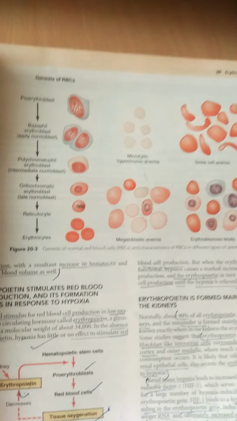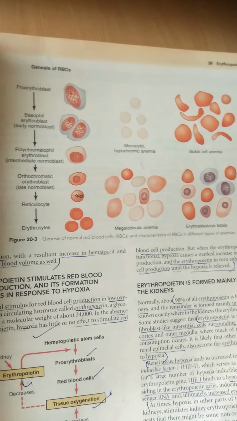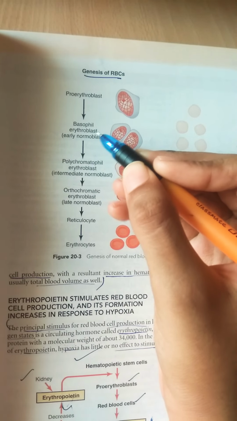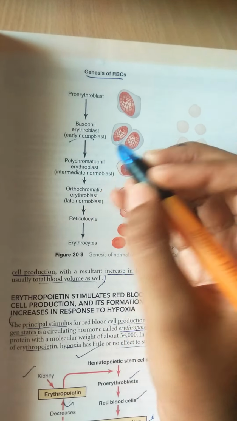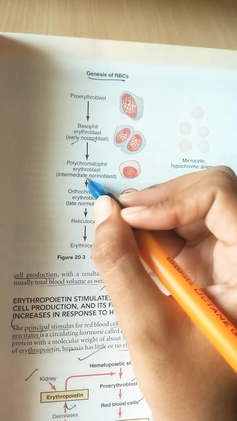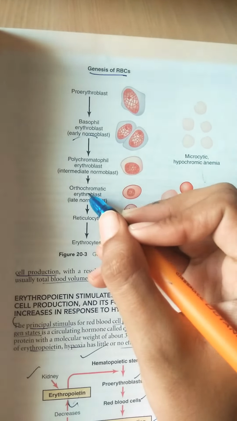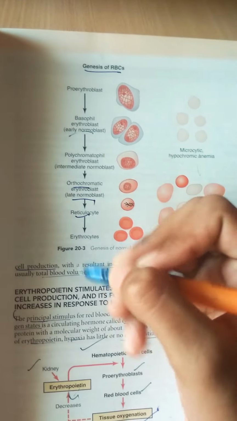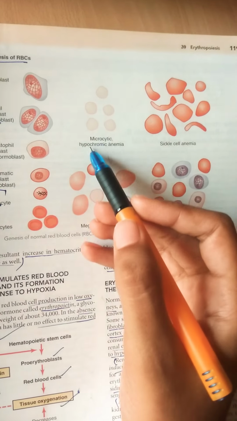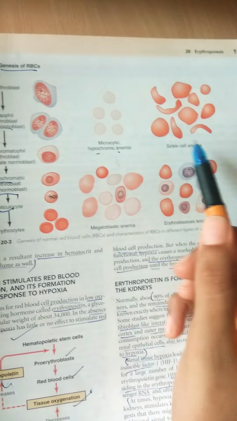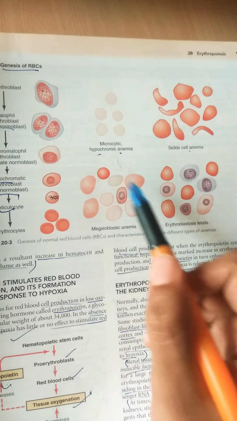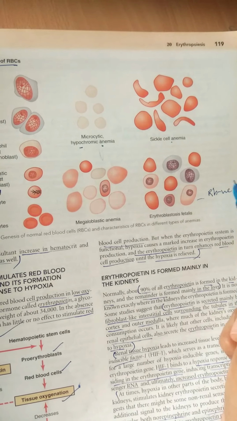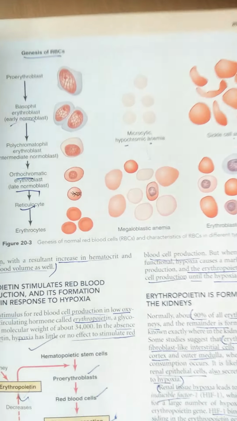Here we also need to cover this important flowchart for the genesis of RBC. We know proerythroblast goes into basophilic erythroblast, also called early normoblast, and later polychromatophilic erythroblast, also called intermediate normoblast, and next orthochromatic erythroblast, that is late normoblast, and finally reticulocytes form, which then become mature RBCs. You can see here microcytic hypochromic anemia, and sickle cell anemia. Megaloblastic cells are very large. Erythroblastosis fetalis is seen mainly in an Rh negative mother. We will see all those conditions later so that you can easily understand.